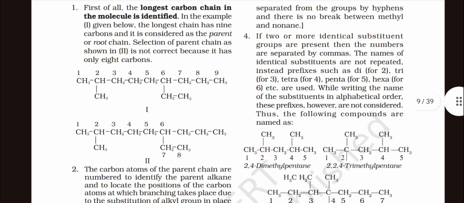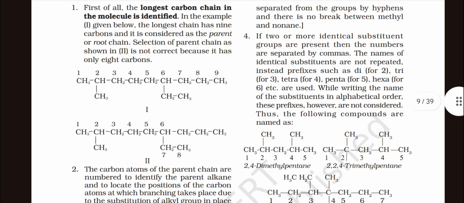If two or more identical substituent groups are present, then the numbers are separated by commas. The name of an identical substituent is not repeated. Instead, prefixes such as di for 2, tri for 3, tetra for 4, penta for 5, hexa for 6, etc. are used while writing the name of the substituent in alphabetic order. These prefixes, however, are not considered in the alphabetical order.